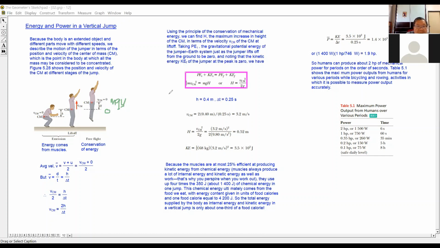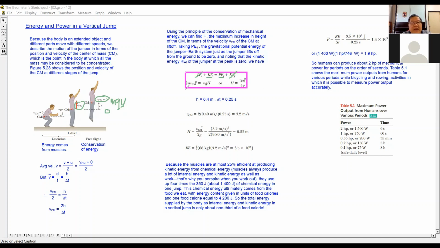Then we talk about the initial kinetic energy, which is based on VCM. The final kinetic energy is 0, because at the maximum height, the person is momentarily at rest. So substituting into this equation, the initial potential energy is 0 and the final kinetic energy is 0. So we have the initial kinetic energy equals the final potential energy.